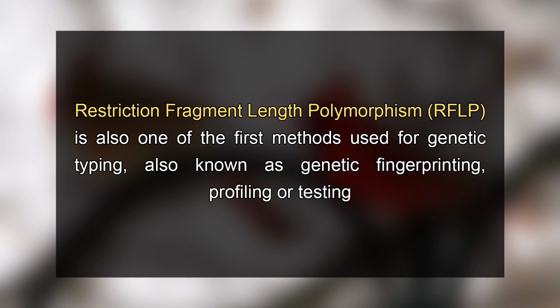This is performed by looking at the DNA from a set of family members who suffer from a certain disease and then searching for RFLP alleles that share the same type of inheritance pattern for the condition. Using RFLP analysis enables scientists to determine others who might be at risk for the disease or a carrier of the mutated gene. The RFLP is also one of the first methods used for genetic typing, also known as genetic fingerprinting, profiling, or testing.